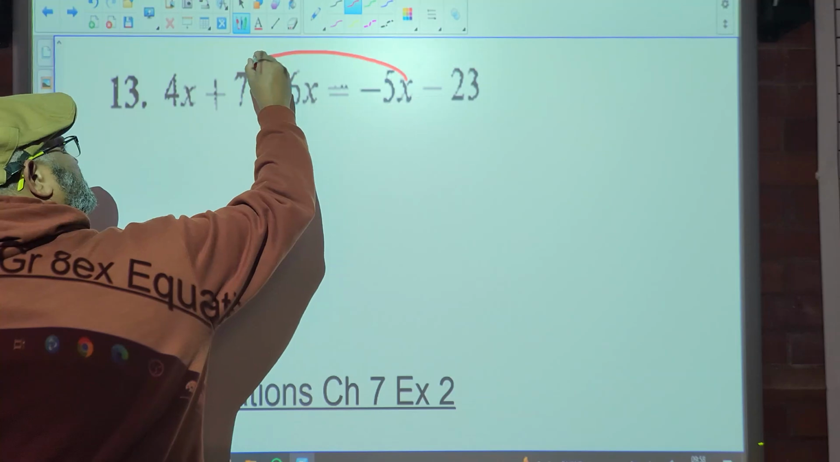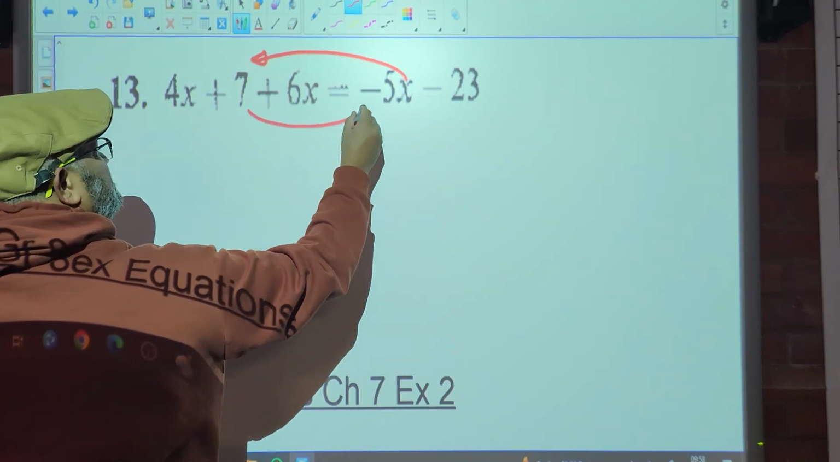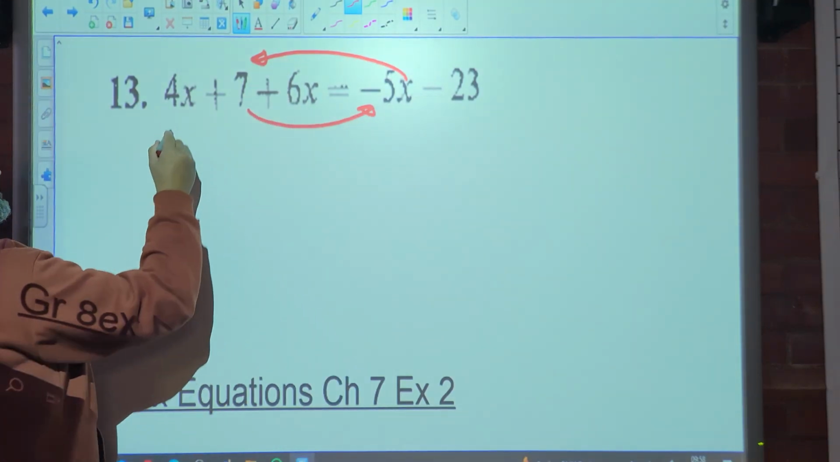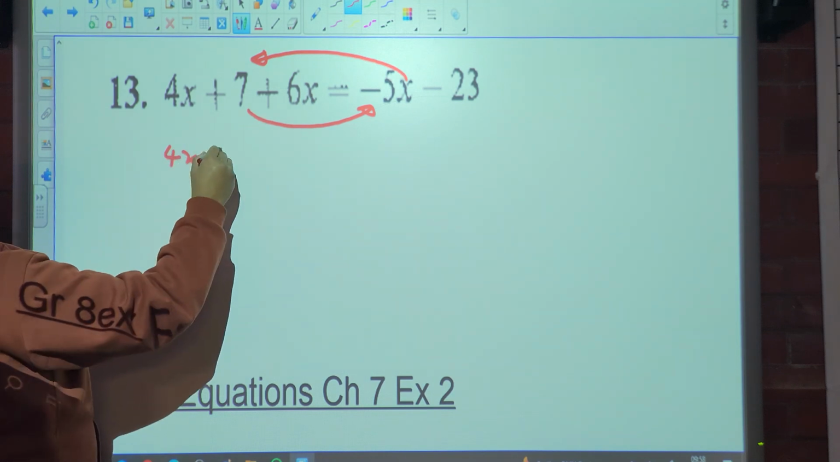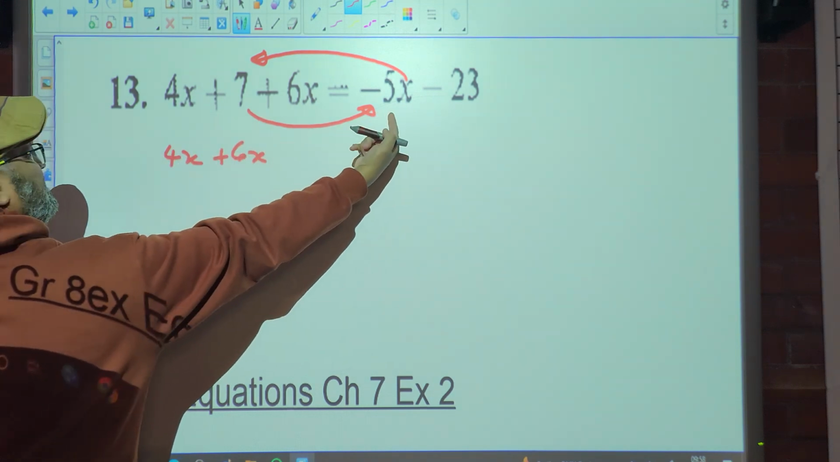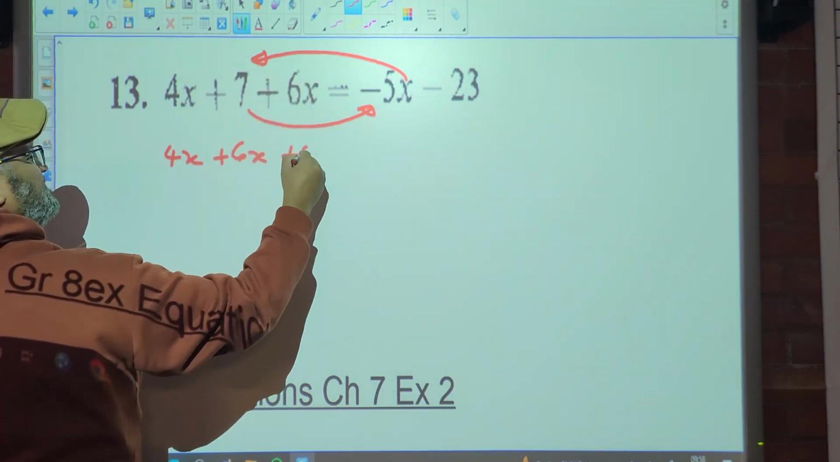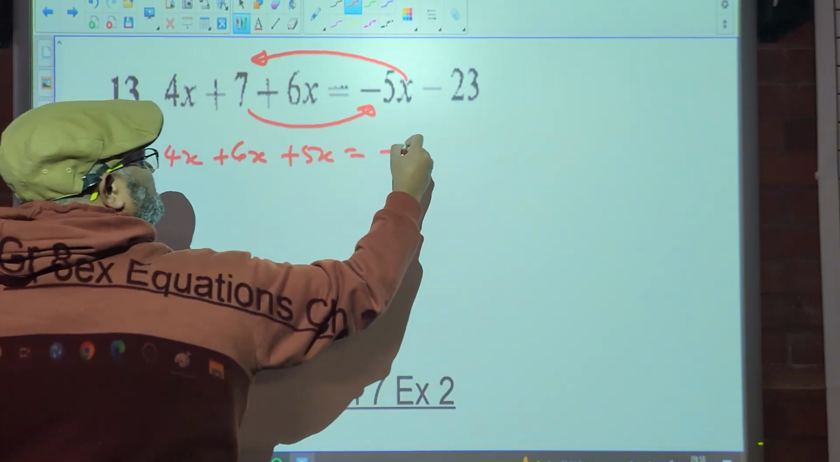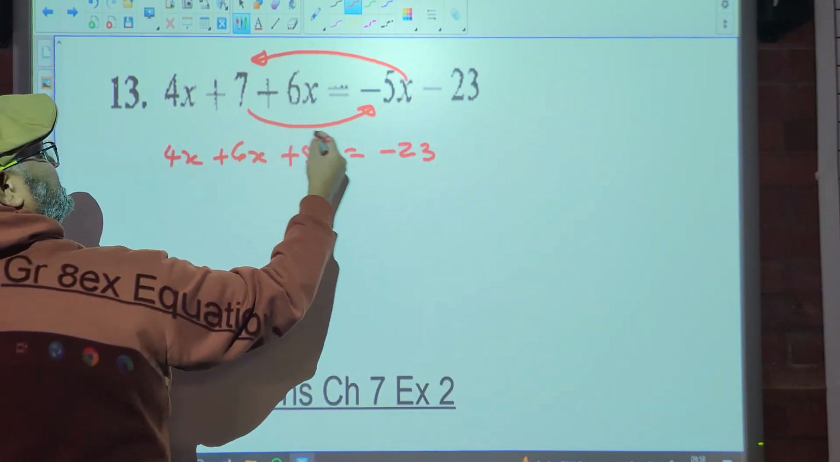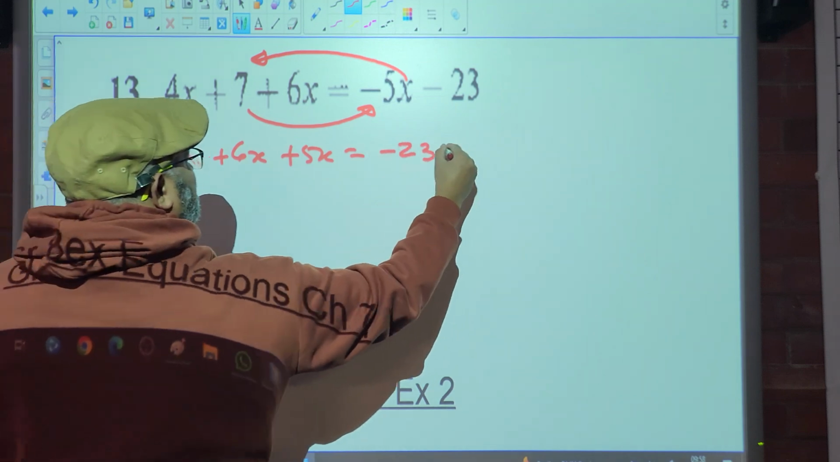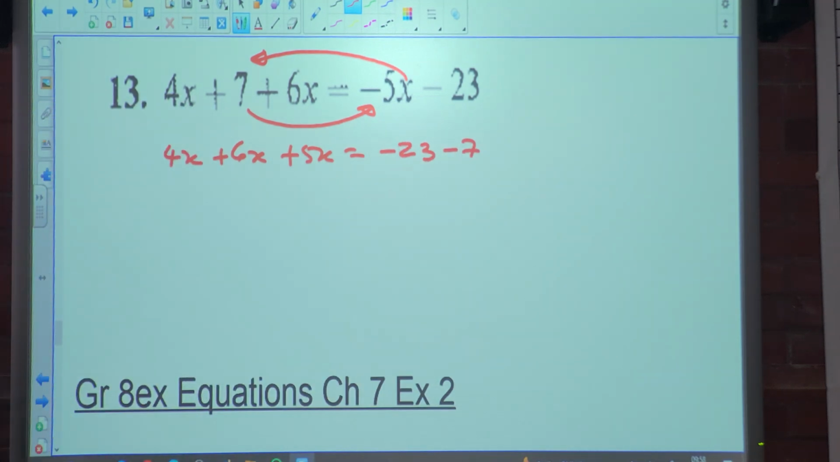Do we take it over the equal sign? X is on the left hand side, numbers on the right hand side. So what do I have? 4x plus 6x. We bring negative 5x out, becomes plus 5x is equal to minus 23. We bring positive 7 over, becomes negative 7.